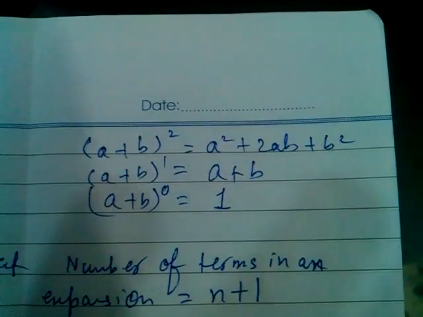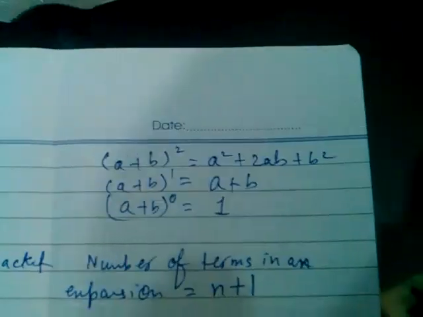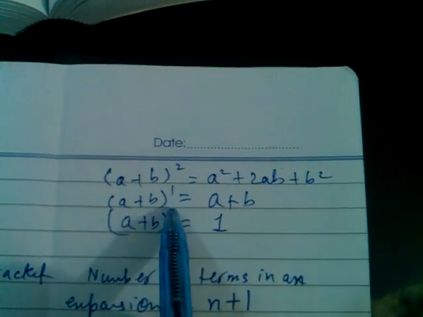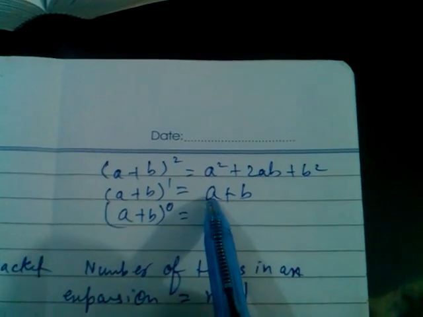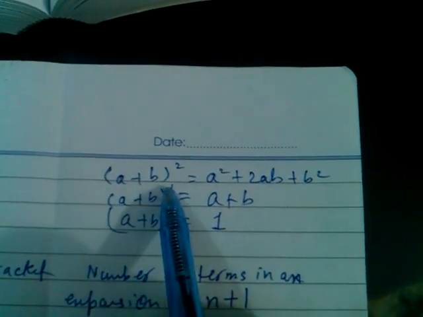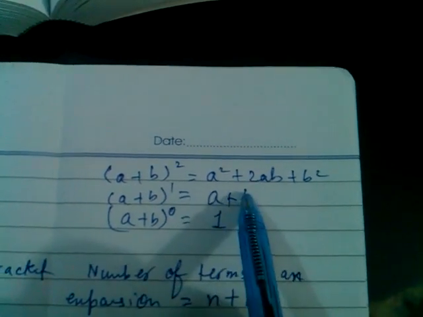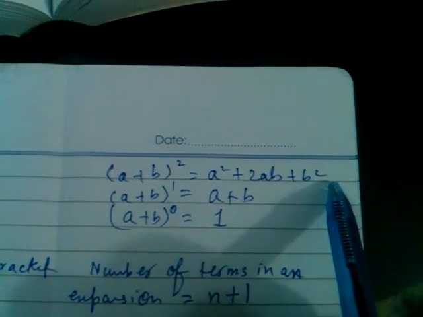Okay, now class, I'm just going to start with the next one. In the class I have told you that whenever we expand a bracket, for instance, a plus b whole power 0, when I expand it I will have one term. A plus b whole power 1, when I expand it I will have two terms. A plus b whole square, so I will have three terms.